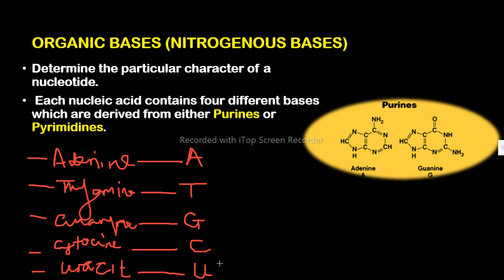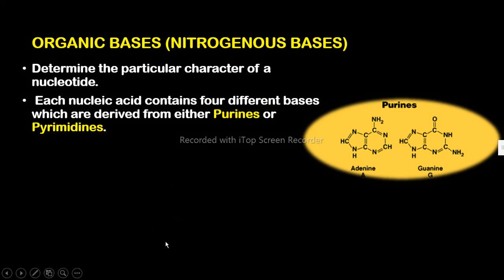But these 5 organic bases can be categorized into 2 types. And the 2 types are, they can be purines or they can be pyrimidines. So now, you should be asking yourself, what are purines? Of these 5, which bases are purines and which bases are pyrimidines? Let's talk about purines.